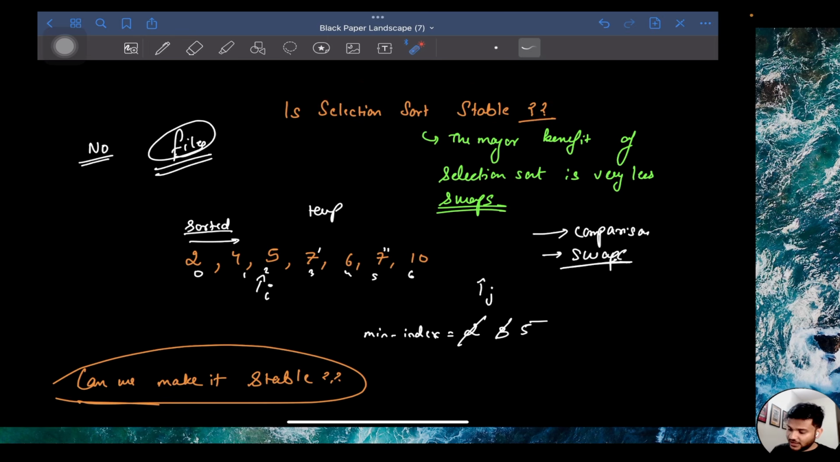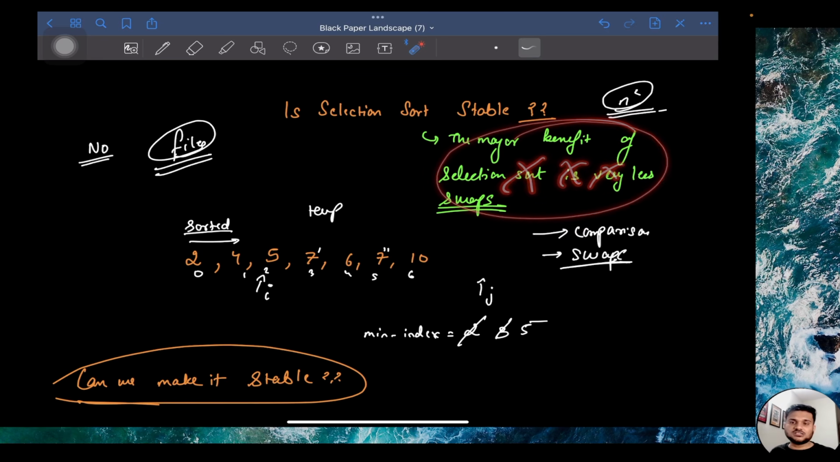But if you try to make it stable, the only thing that is useful about selection sort will be gone. The time complexity is already n square, which is not very good. In worst case, average case, best case, every time it is n square, so it's already very slow, right? N square is considered slow. So the only good part will be lost. But yes, if somebody says no problem, we don't care about fewer swaps, because our use case is that stability is more important, then swaps can be avoided.